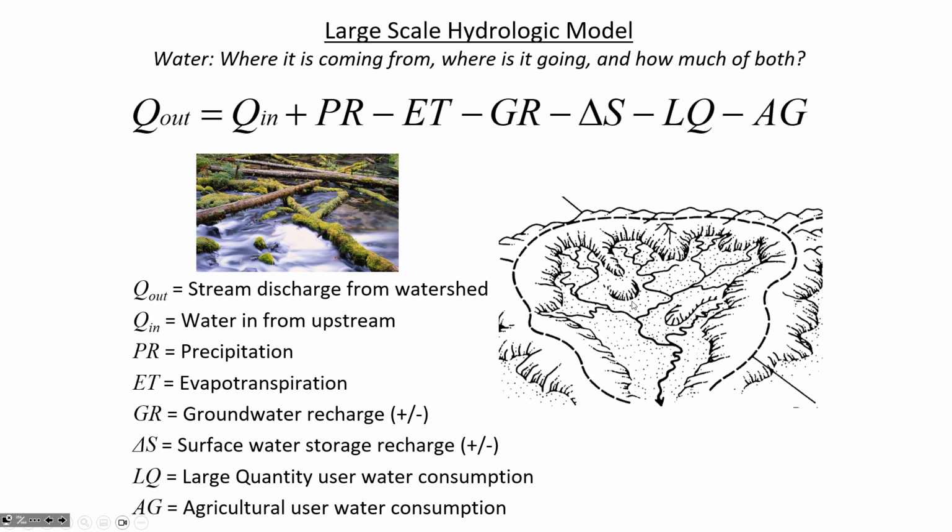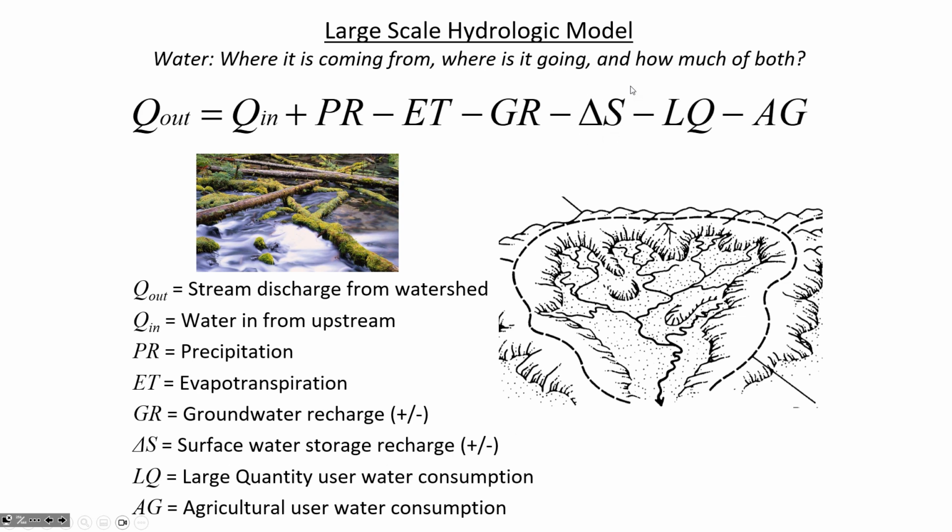That's usually because groundwater is seeping into the stream. And so where it says here groundwater recharge is either plus or minus, you have to ask yourself, is the groundwater being recharged, or is water leaking from the soil into the stream? So it can go either way, but it is going to either contribute to outflow or reduce outflow, depending on whether it's positive or negative.